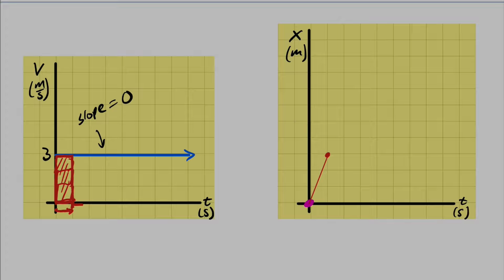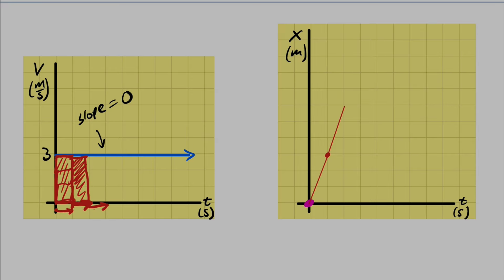Now let another second pass. So now we go from 1 second to 2 seconds, and if you notice, it sweeps out an area of 3 again. I have a rectangle right there that's 1 by 3. So in other words, I've gone another 3 meters in another second. And then I do it for a third second, from 2 seconds to 3 seconds.